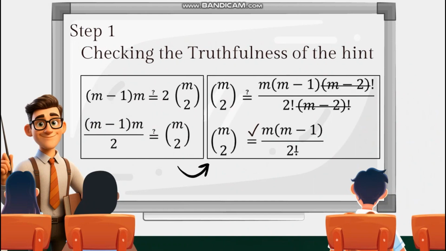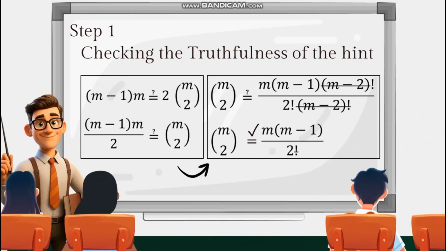So first, we have here quantity of m minus 1 times m is equal to 2 times the quantity of m taken 2. By applying multiplication property of equality and multiplying both sides by 1/2, we have now quantity of m minus 1 times m all over 2 is equal to the quantity of m taken 2.